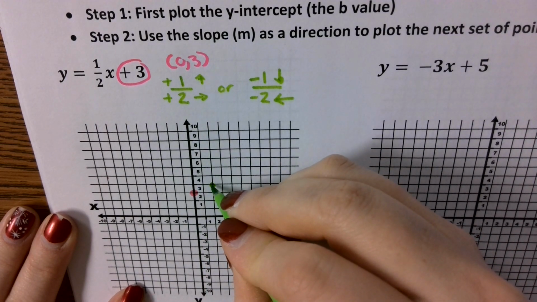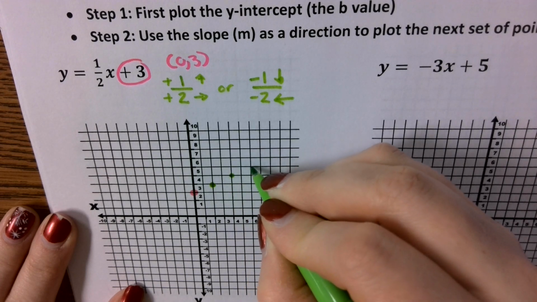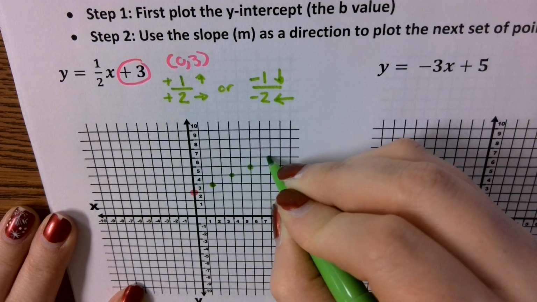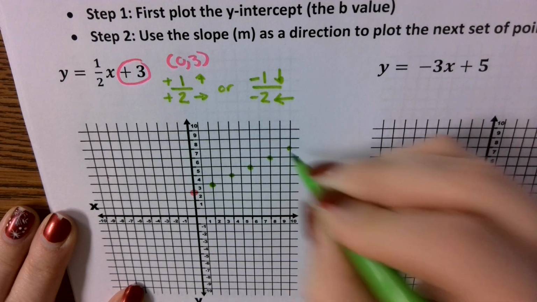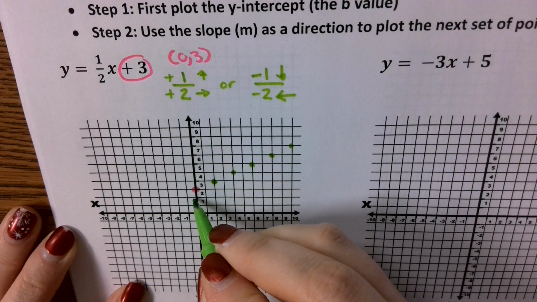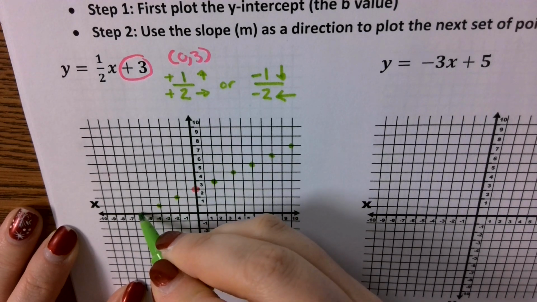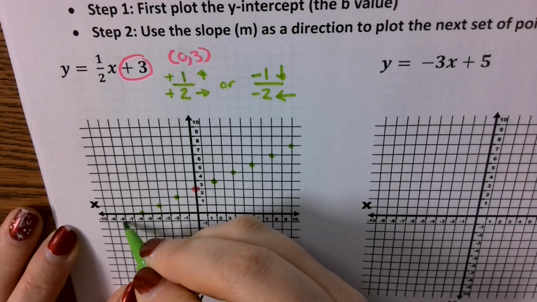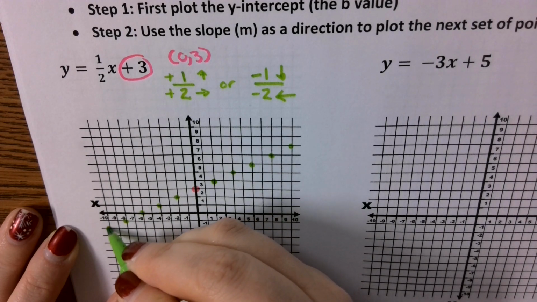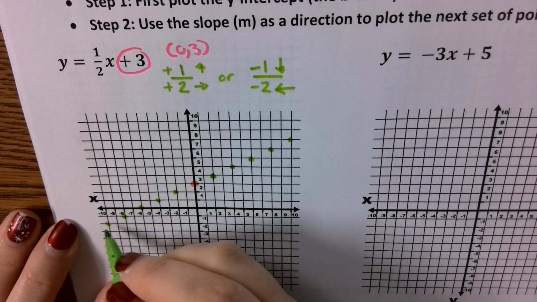Then again, I can do it again. Up 1 to the right 2. And I could keep going until I run out of room to graph. Okay, and then I can go in the opposite direction. So now I could go down 1 and to the left 2, and I can keep doing that until I run out of room on my graph. Okay, and I've just created my line.